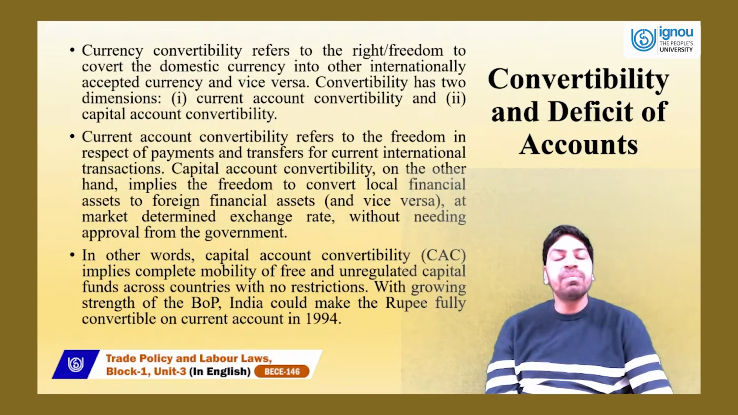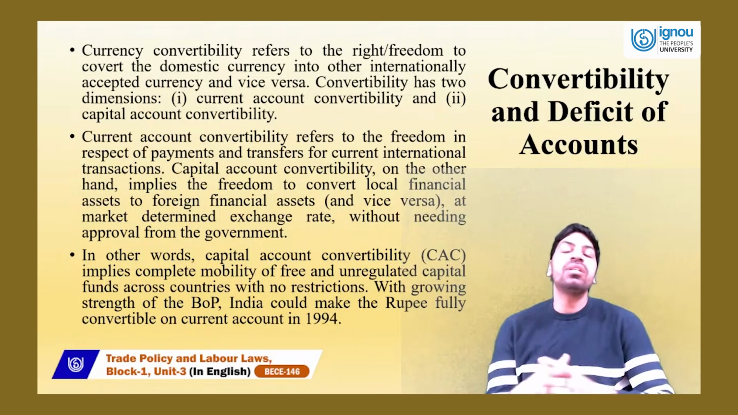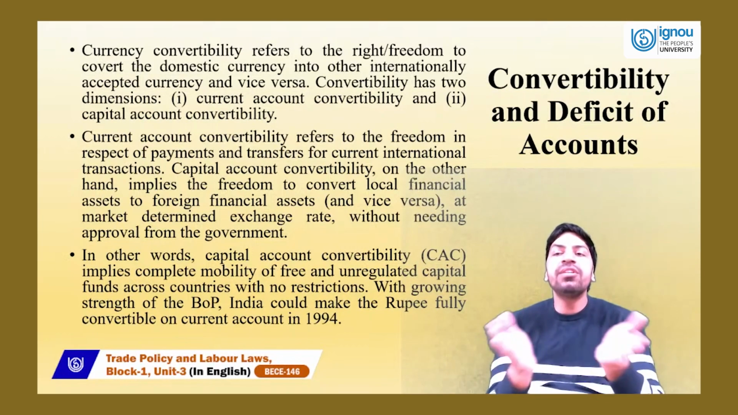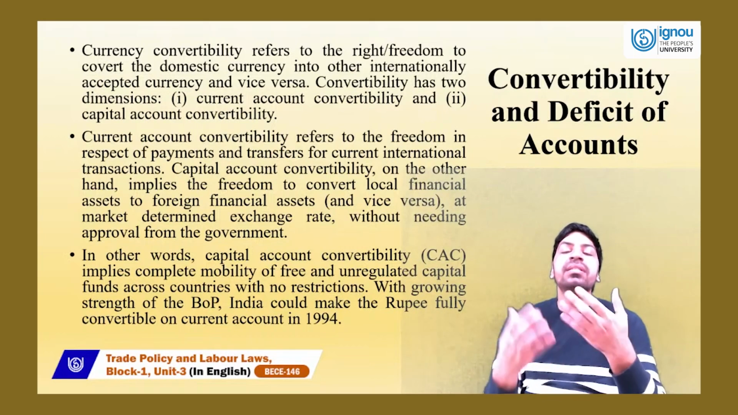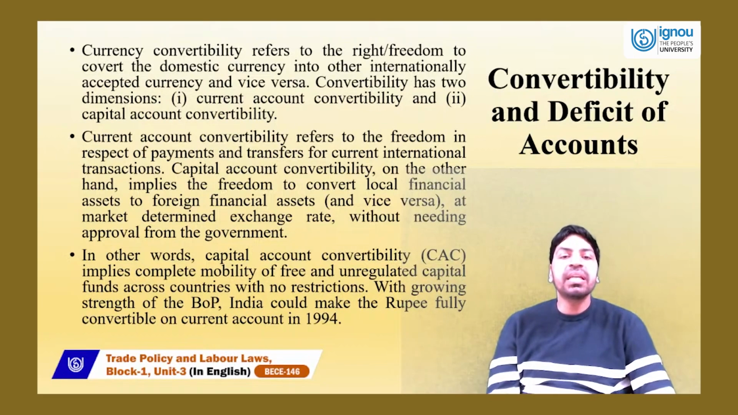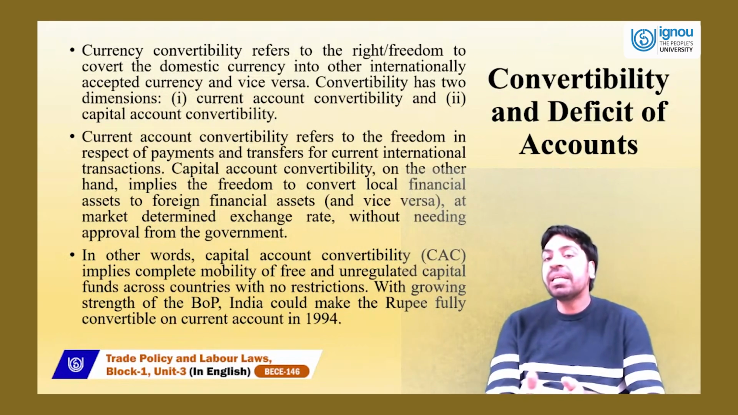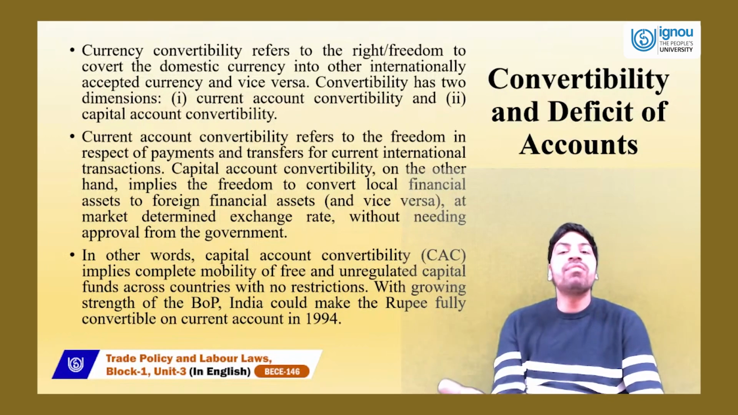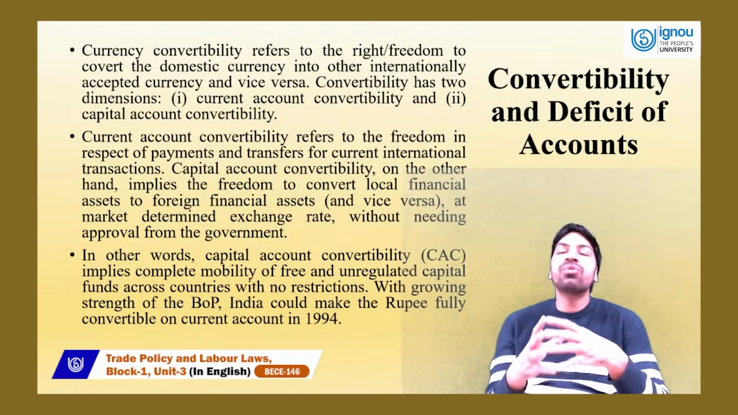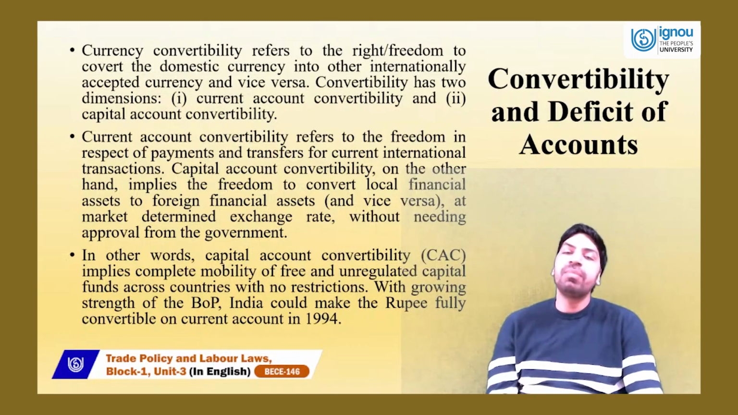The current account convertibility refers to the freedom when it comes to payments or transfers for current international transactions. Whenever a current international transaction happens, the currency is immediately converted into the internationally accepted currencies. On the other hand, capital account convertibility is the freedom to convert local financial assets to foreign financial assets. So when we talk about the current account, we talk about payments and transfers for current international transactions, but when we talk about the capital account, it's a conversion of local financial assets to foreign financial assets. Whatever the rates, it totally depends upon the market exchange rates, without any need for approval from the government.